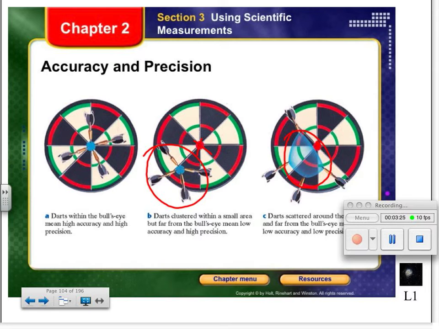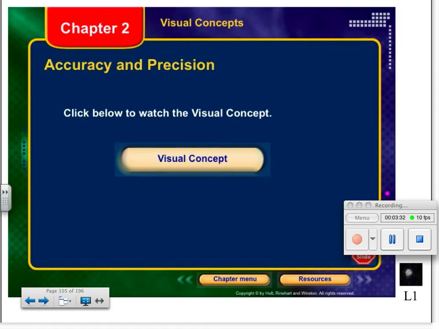Any questions so far about accuracy and precision? Nigel? No? Okay. Let's continue on. All right. We're going to skip that one.